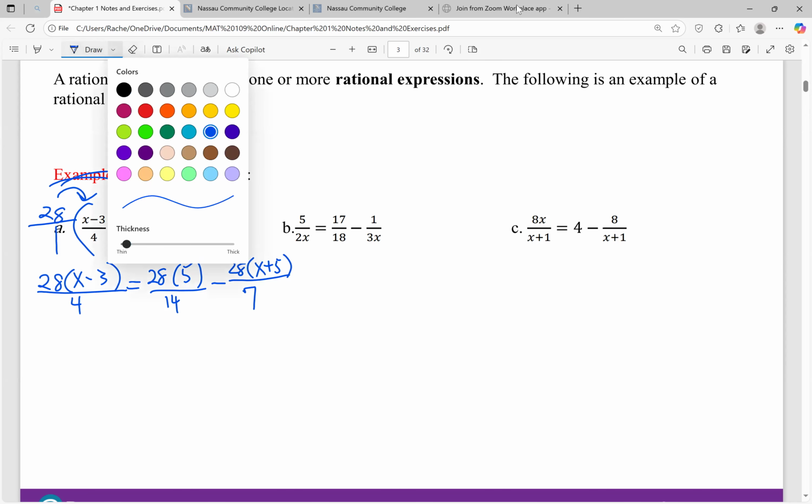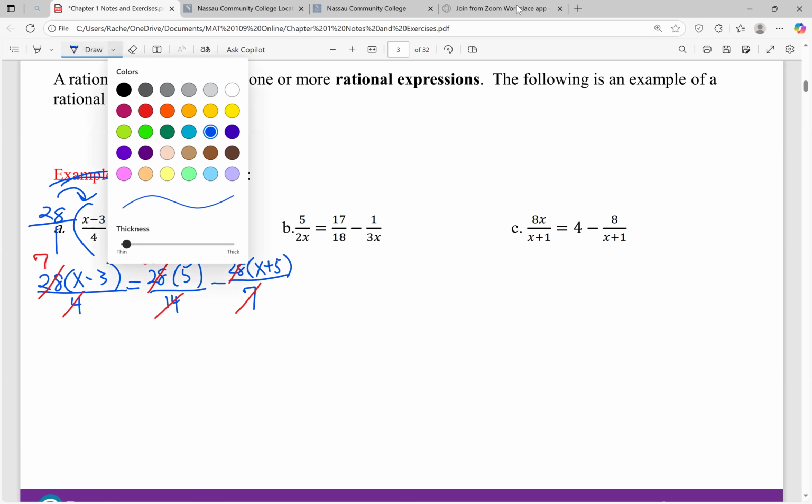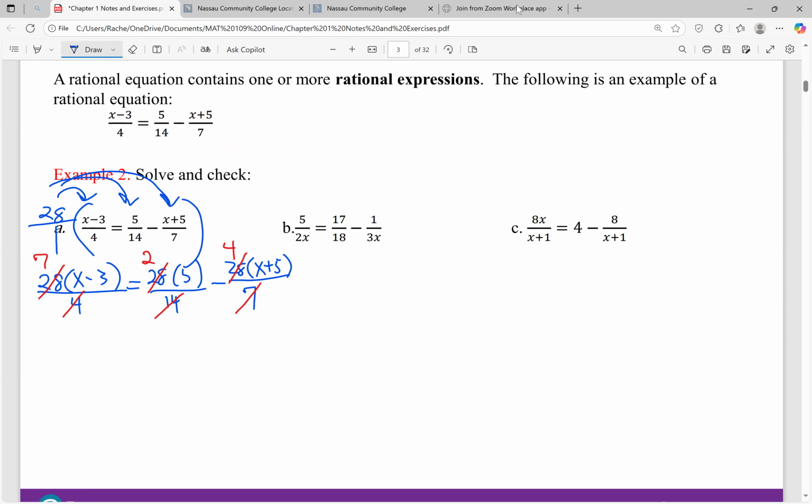So now look, and I'll do this in red. 4 goes into itself once and into 28 7 times. 14 goes into 28 twice. And 7 goes into 28 4 times. So you see how I was able to reduce, right, by the common factor in each expression. But now look, I'm not going to have any fractions left.